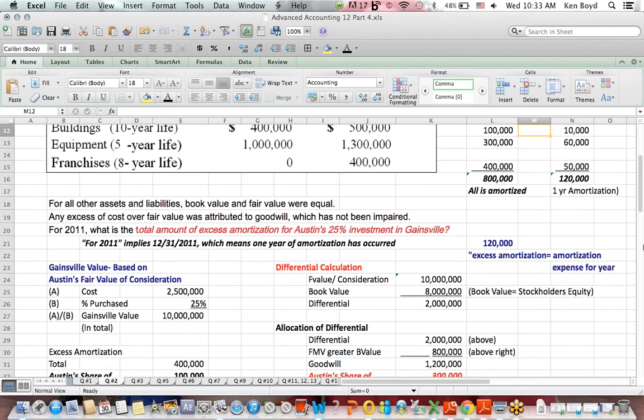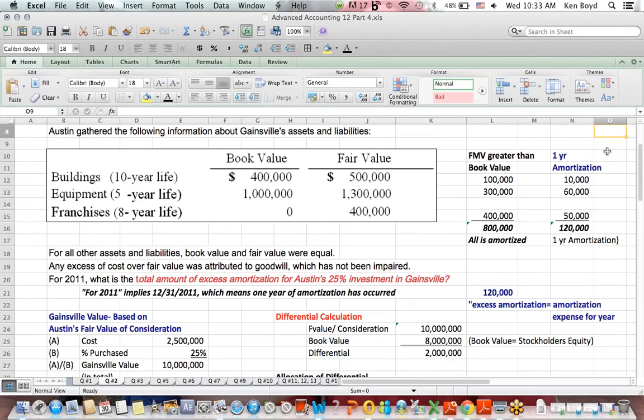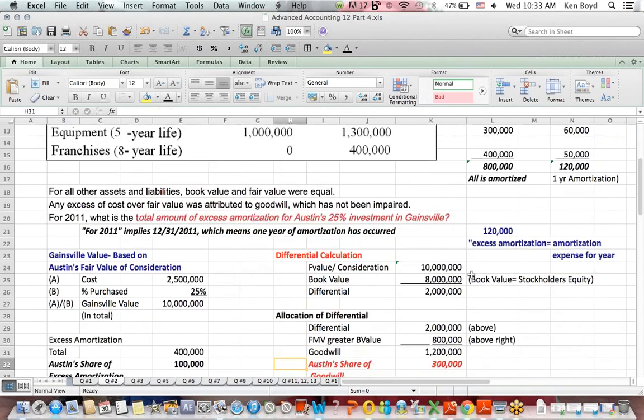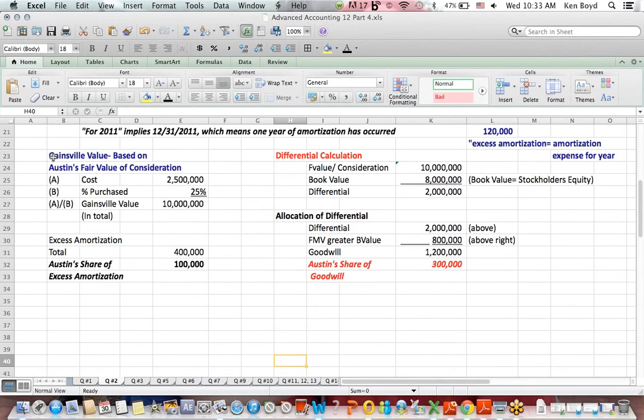Now, we have to do a couple things because not only do we have to deal with fair value greater than book value, we also have to deal with the goodwill, if any, that was created. So what's Gainesville, the sub's, true value, assuming that the parent paid $2.5 million for 25% of the value of the company? That implies that if I take cost in blue divided by percent purchased in green, the value of the whole entity, the sub, is $10 million.